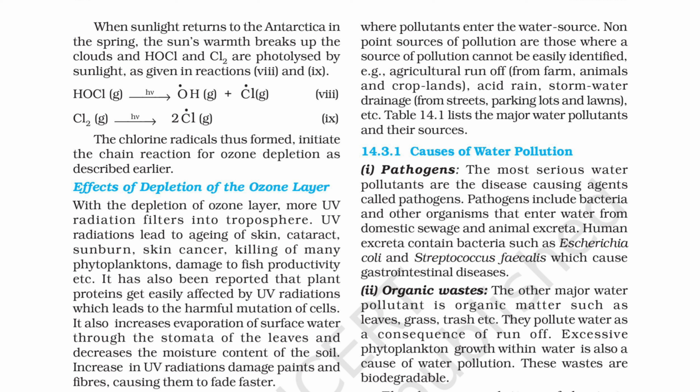Effects of depletion of the ozone layer. With the depletion of ozone layer, more UV radiation filters into the troposphere. UV radiations lead to aging of skin, cataract, sunburn, skin cancer, killing of many phytoplanktons, damage to fish productivity, etc. It has also been reported that plant proteins get easily affected by UV radiations, which leads to harmful mutation of cells. It also increases evaporation of surface water through the stomata of the leaves and decreases the moisture content of the soil. Increase in UV radiations damages paints and fibers, causing them to fade faster.